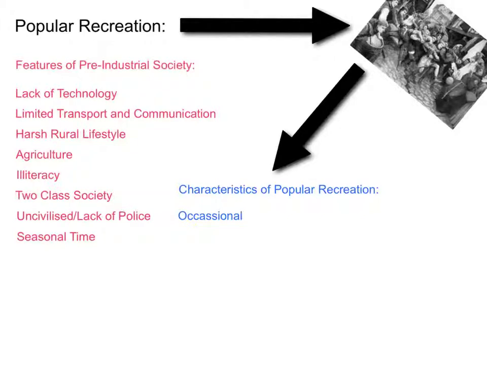Likewise, due to the fact there was widespread illiteracy, one of the characteristics of popular recreation was that it had simple, unwritten rules. Any game with complicated rules that required some kind of explanation or book to go with them often found itself falling by the wayside, as many people could neither understand nor read the rules and regulations. Equally, the lack of civilization and policing in society meant that many of the games played as part of popular recreation were cruel and violent in nature. They were in essence a reflection of society.